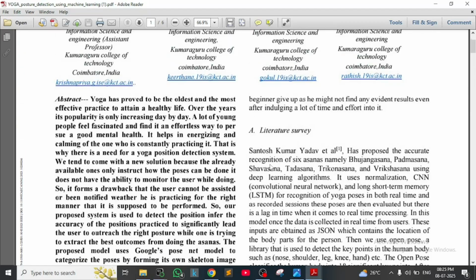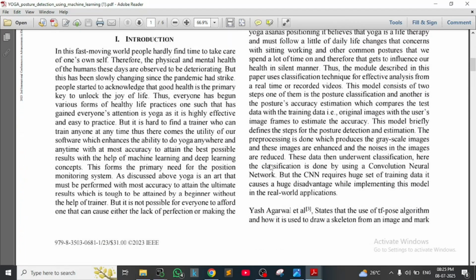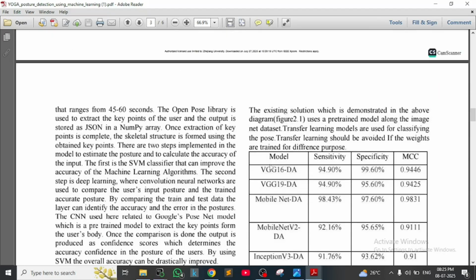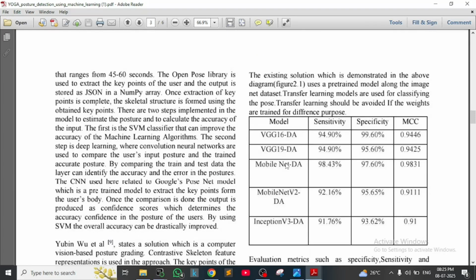Another paper is given here. In this, they used different types of models like VGG16, VGG19, MobileNet, MobileNet V2, and Inception V3, and they got the sensitivity, specificity, and MCC. For VGG16 DA they got 94.90% sensitivity, specificity is 99.60%, MCC 0.9446.